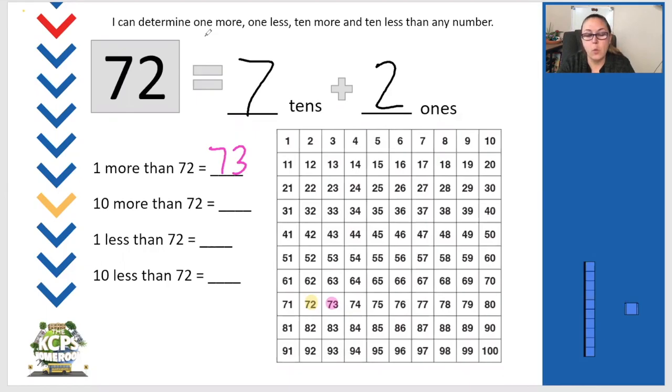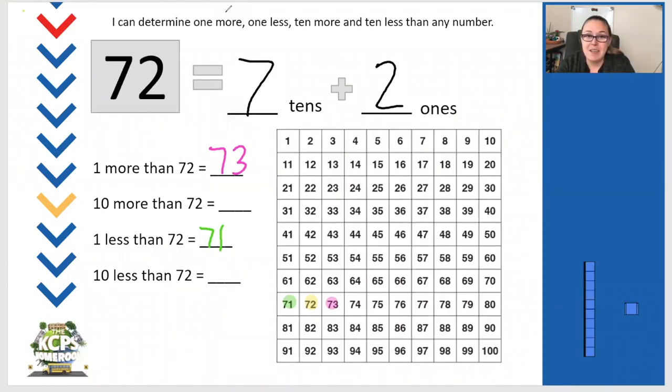Now, if we're going to talk about one less than, we're going to skip 10 more for right now. We're going to talk about one less than 72. Take one away from 72 and you get 71. Now look at our hundreds chart. Which direction do we have to move in order to get to 71? To the left, up, down, or to the right? Well, we already had 73 to the right, so we know that 71 is going to be on the left. Great job. There's two more for us to do.